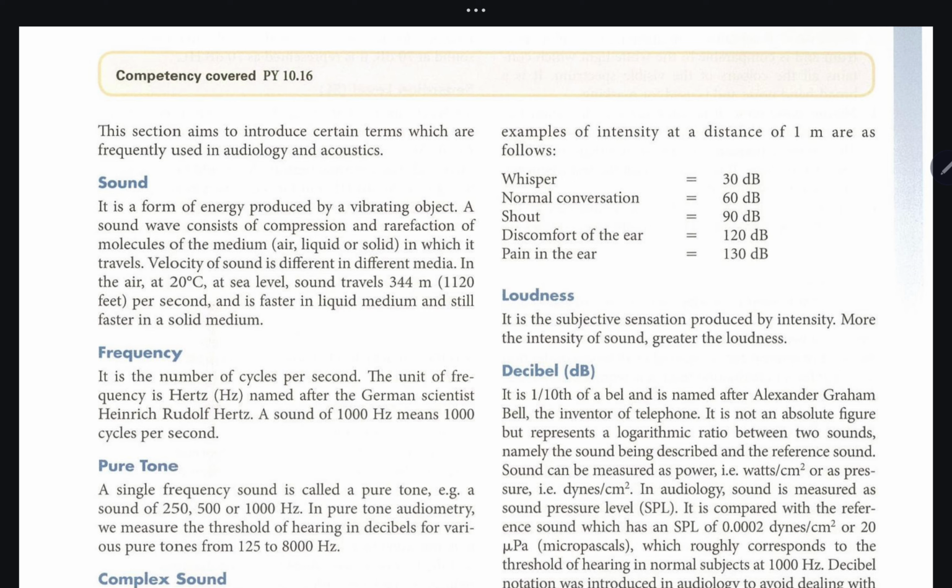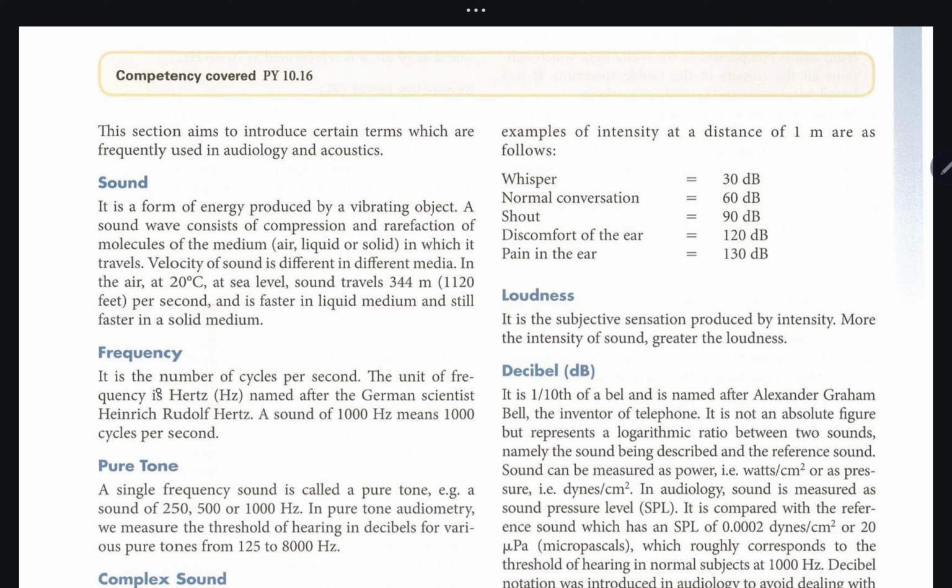Sound. It is a form of energy produced by a vibrating object. A sound wave consists of compression and rarefaction of molecules of the medium, air, liquid, or solid, in which it travels. Velocity of sound is different in different media. In the air at 20 degrees Celsius at sea level, sound travels 344 meters per second, that is 1120 feet per second, and is faster in liquid medium and is still faster in a solid medium.